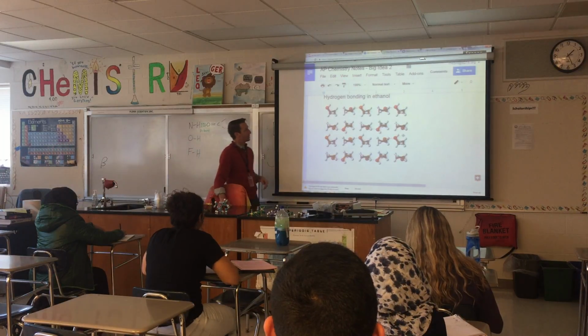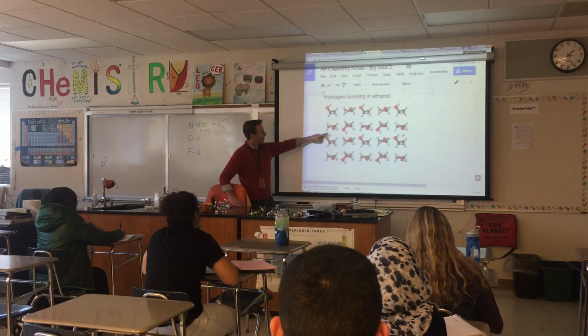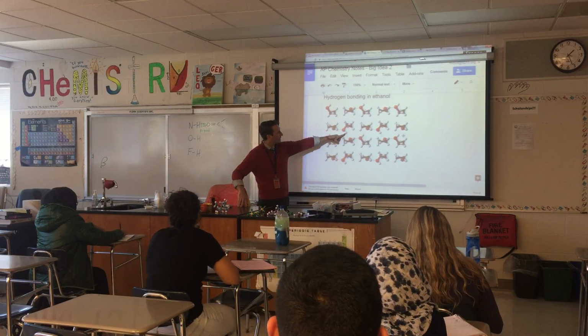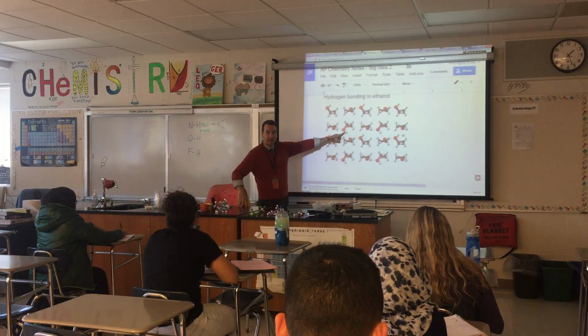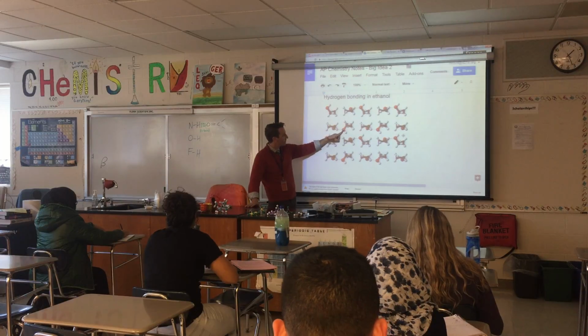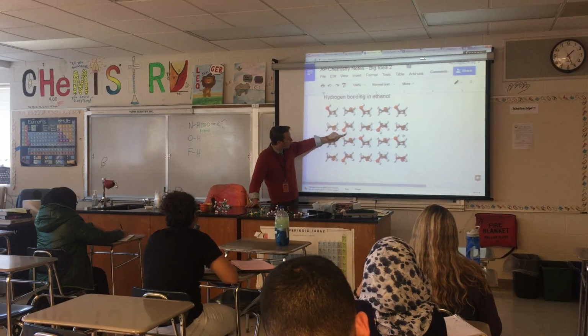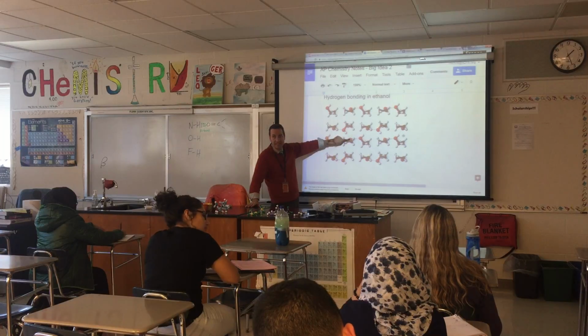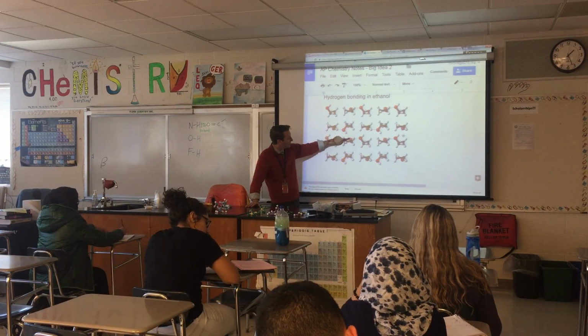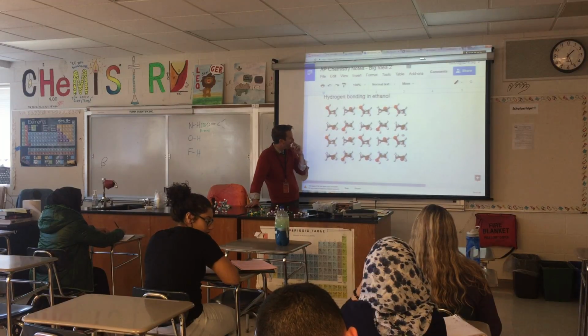Here's ethanol. The red is oxygen, the white is hydrogen. So we have an OH bond here. Where does the hydrogen bond form? Well, it forms from that hydrogen to some other oxygen in another ethanol molecule. Okay, so there's a hydrogen bond here. All right.